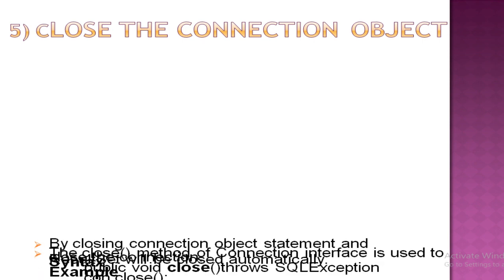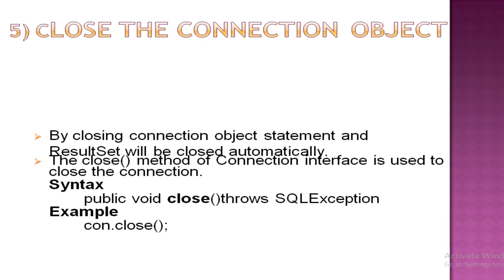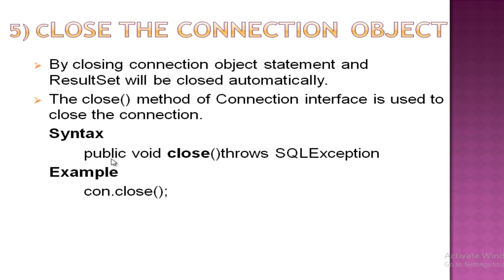Then last, we close the connection object. To close the connection object, we have to write the close method. Using the close method of the connection interface, which is used to close the connection: con.close().